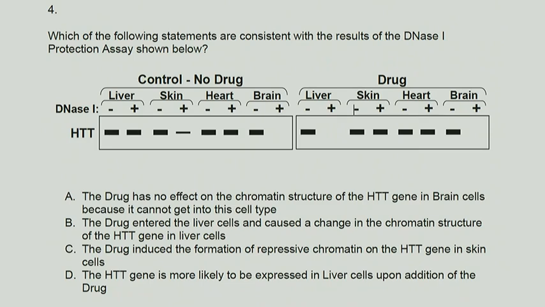And finally, the Harringtonian gene is more likely to be expressed in liver cells upon addition of the drug. How can we infer expression from this data? Similar to what we talked about previously, Antonio. Right, so degradation of the DNA means that it's more open. If it's more open, it's available for transcription factors. It's more likely to be transcribed. Okay, any questions on this one?